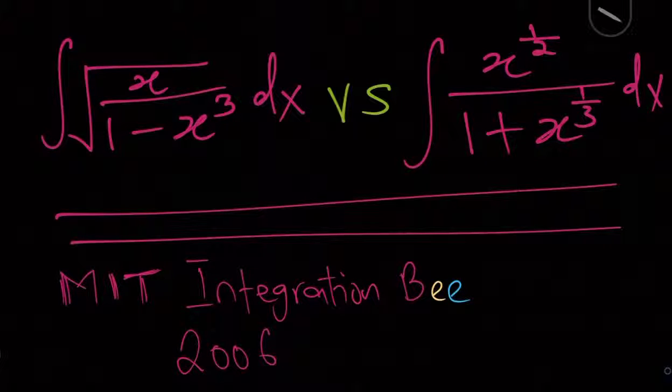Here with me, I have questions from MIT Integration B 2006. We have the integral of square root of x over 1 minus x cubed dx, and the integral of x to the 1 over 2 power over 1 plus x to the 1 over 3 power dx. As usual, you want to pause this video and give this a try.